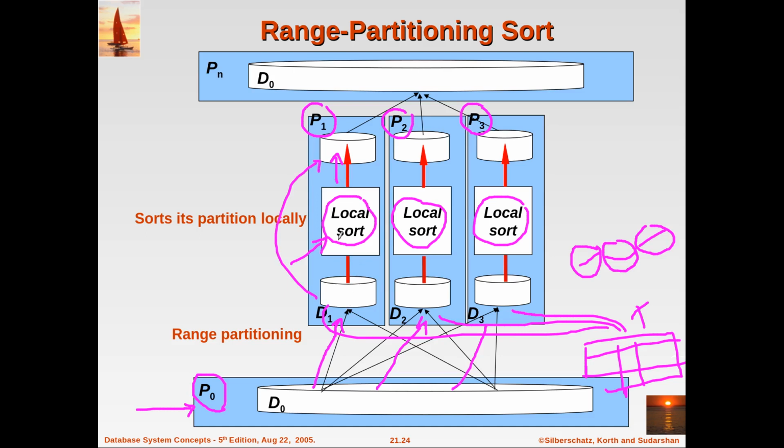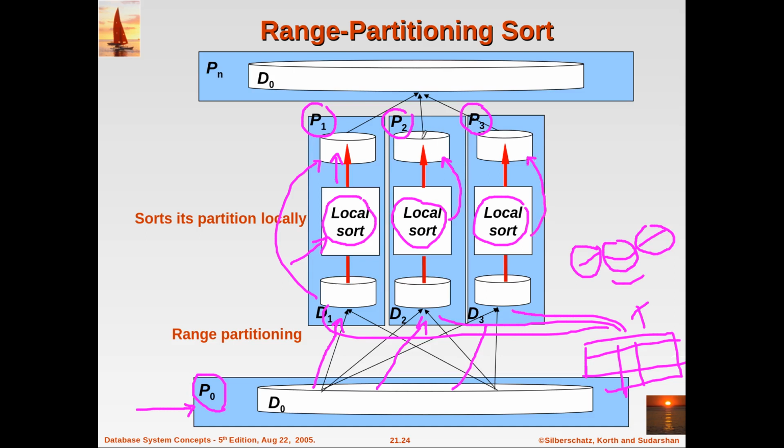So D1 will be, after doing local sort, the same disk will be having the sorted values. Up to 50 the values are being sorted here. Similarly, after sorting the set of tuples received at D2, after doing local sort, the same disk will be having the values 50 to 100, in sorted order. Similarly for this also, that is also stored in this particular disk.